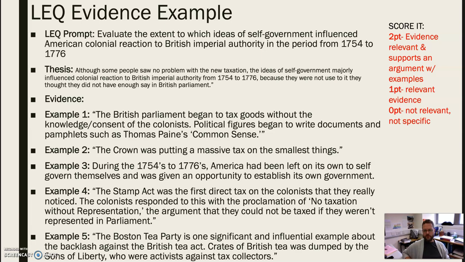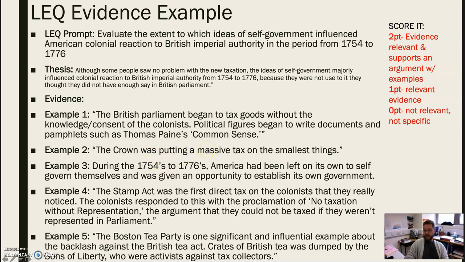All right, so example 1 was 1 point. It got 1 point for evidence, so it does provide actual evidence, but it does not earn the 2nd point because it does not clearly connect the evidence to an argument about self-government, right? So we have some good points there, but it does not connect to the arguments about self-government. Example 2 gets 0 points. It's too vague, too broad. There's nothing specific here. What massive tax? What smallest things? What are they really trying to say here?